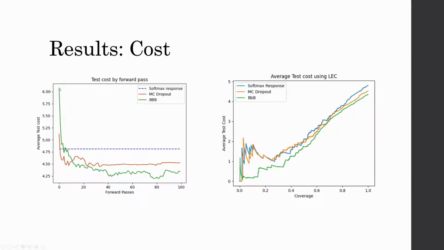So that means that when we go to look at our cost, we're going to see the expected result here, which is first of all look at cost by forward pass. The way we're doing this now is we're using the lowest expected cost to make a prediction. Then we're measuring the average actual cost incurred as defined by the cost matrix that we showed earlier. And we can see here that there's a notable difference now. Bayes by backprop is performing consistently better and MC dropout is also performing consistently better. And once again, we look at lowest expected cost by coverage, and we can see Bayes by backprop across all values of coverage seems to be performing consistently better.